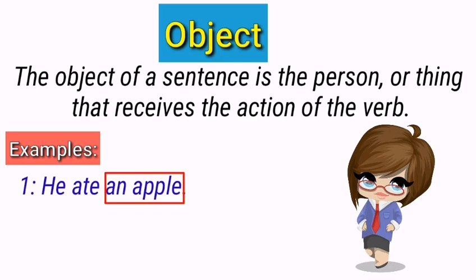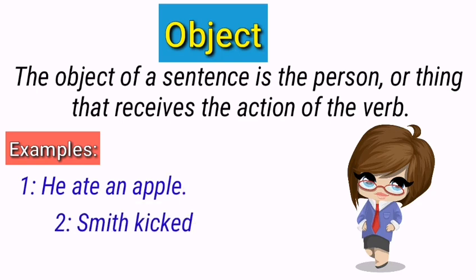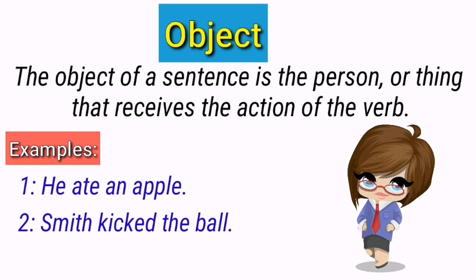The next example is: Smith kicked the ball. Look again and let me ask you a question. What is being affected due to the kick? The answer is, definitely, the ball. So, the object of this sentence is the ball, because it has received the action of the verb.